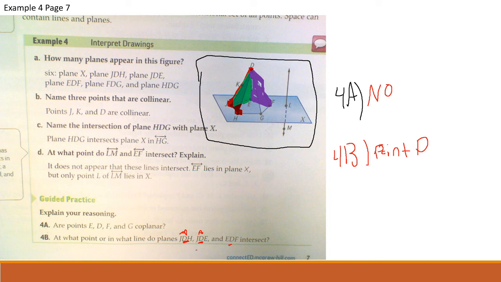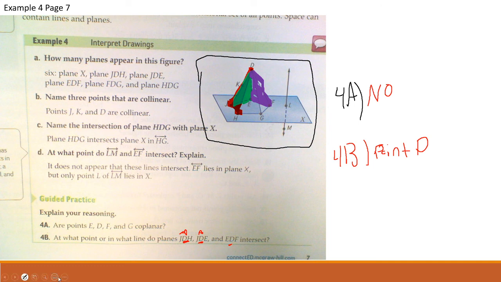And one way to know that is by their labeling. They each have a D in them. Therefore, that has to be a point where they all share. So they have to intersect at least at point D, if not in a full solid line, which again, they don't, unfortunately. But again, that's because they're arranged that way. So use the labeling to help you out there.